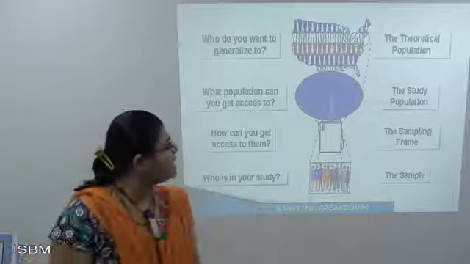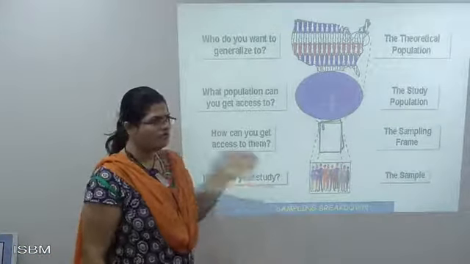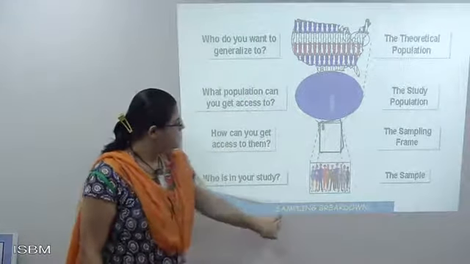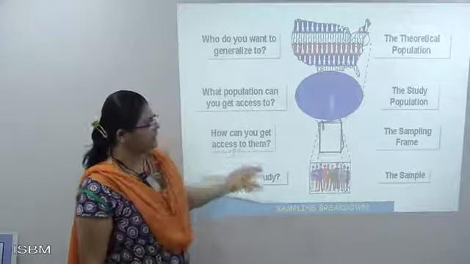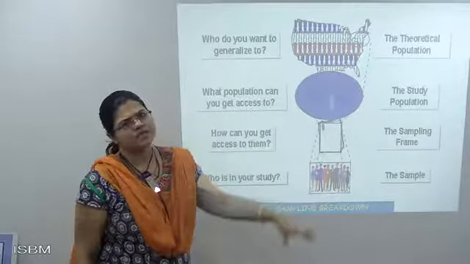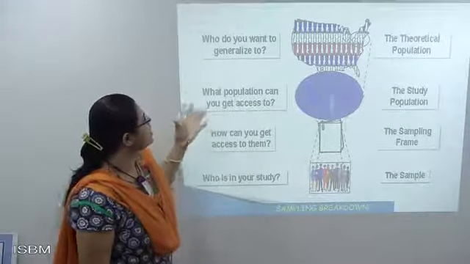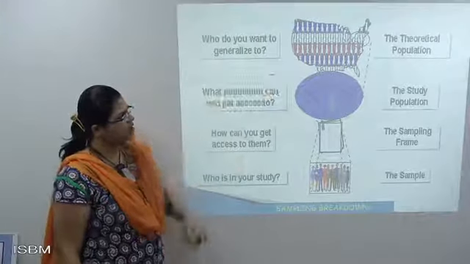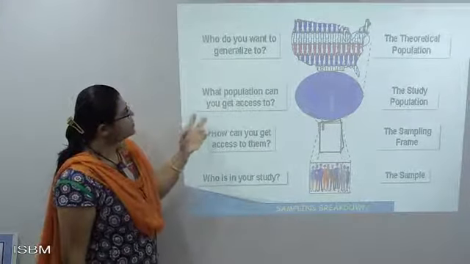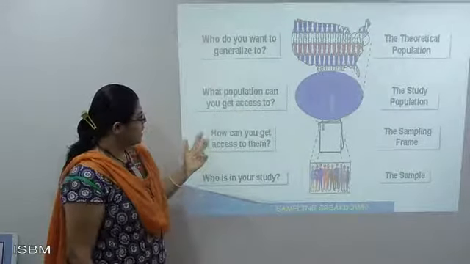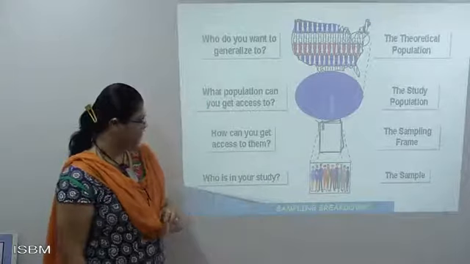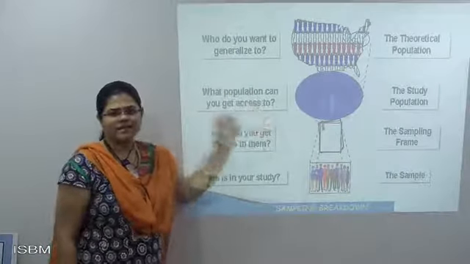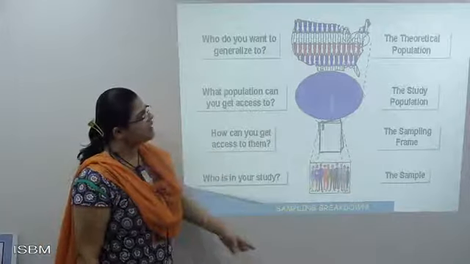Now, how do you get a sampling breakdown? Let's see what we have discussed through the chart. First, what is sampling? From this you can work out what kind of answer you get. I have given here the words sampling breakdown: how the sampling is broken down, meaning from where you are getting a response, and from the response you finally get information. Now, who do you want to generalize to? The answer is the theoretical population. Next, what population can you get access to in order to study? How can you get access to them? The sampling frame. Who is in your study? The sample. Each of these points is interrelated, and finally you get a breakdown of that particular thing.